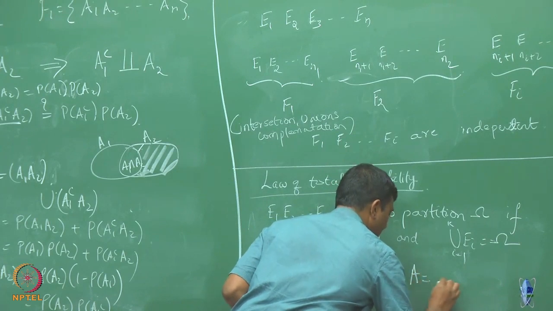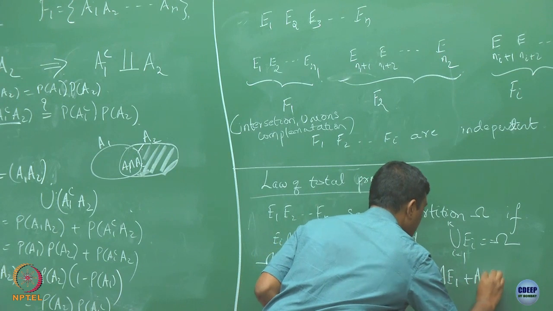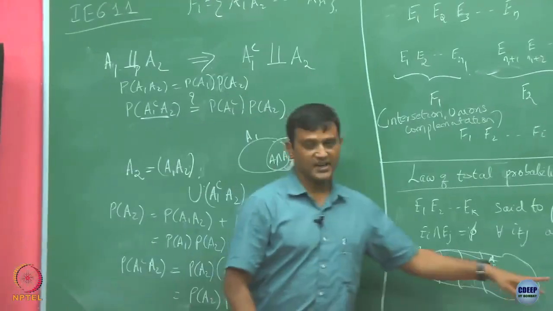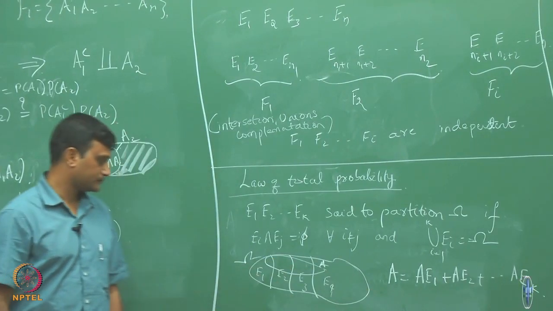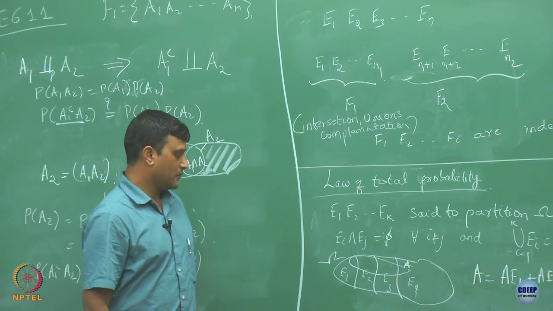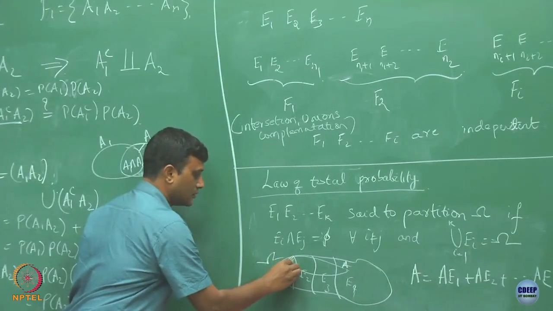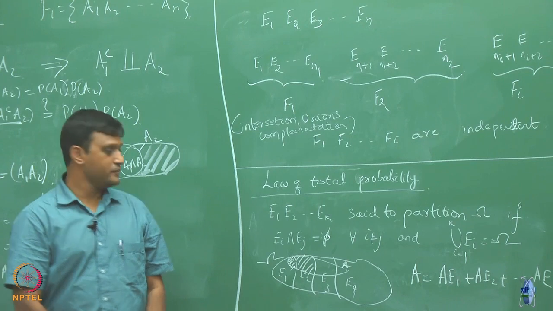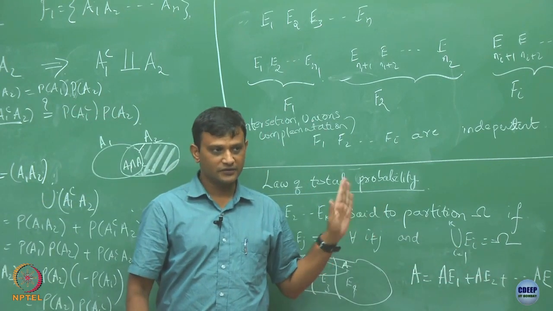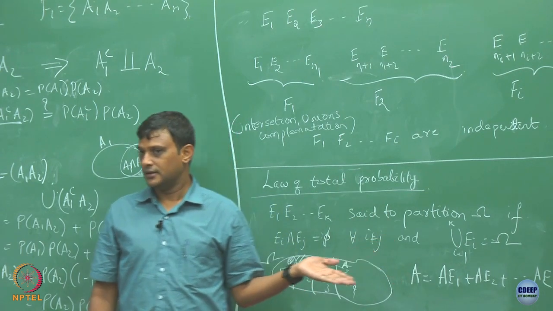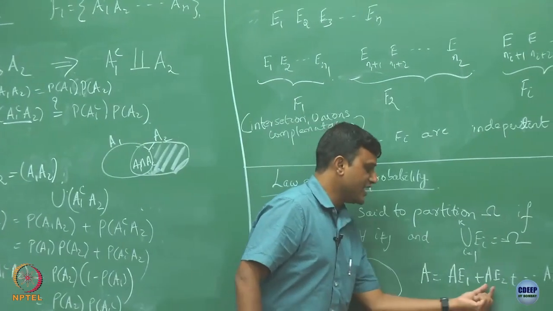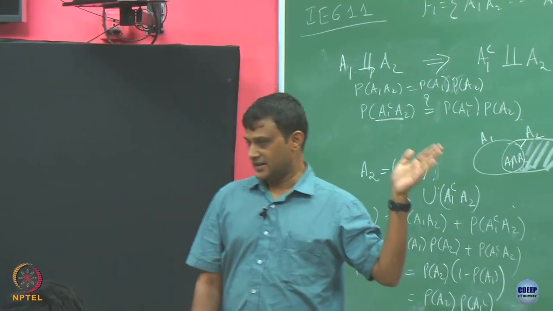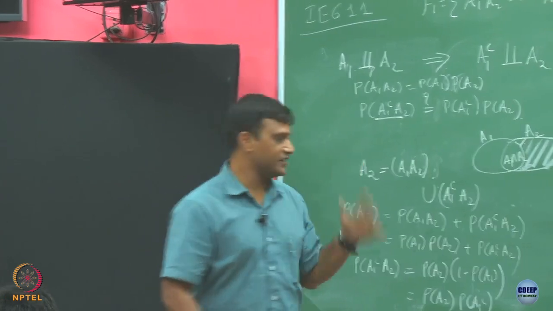So if I have A, can I write A as AE1 plus AE2 plus, let us say, up to AEk? Is this correct? For example, here AE1 means this portion and AE2 means this portion. And this is true because my E1, E2, all the way up to Ek are disjoint. If they are not disjoint, this is not necessarily correct. Now, are these AE1, AE2 themselves disjoint? Because E1, E2 are disjoint, it is necessary that AE1, AE2, all the way up to AEk are themselves disjoint.